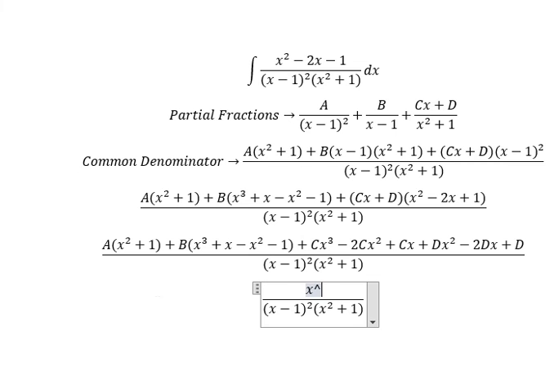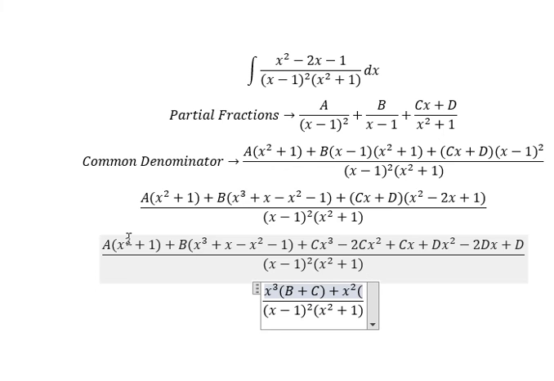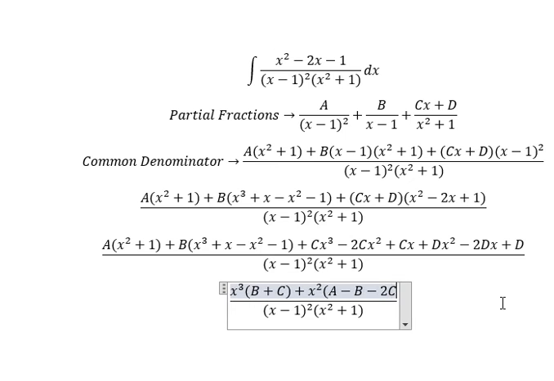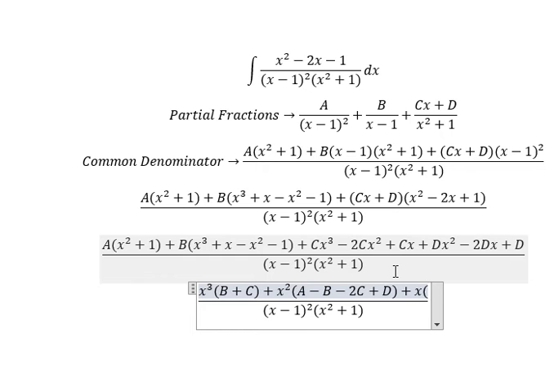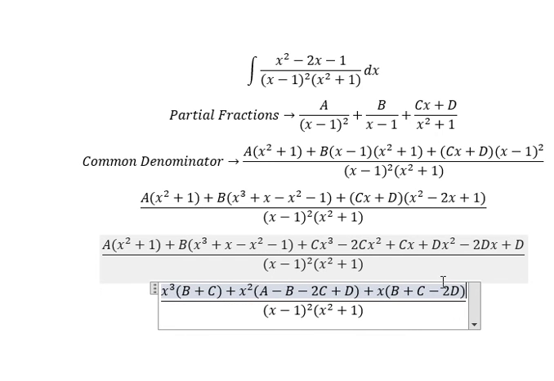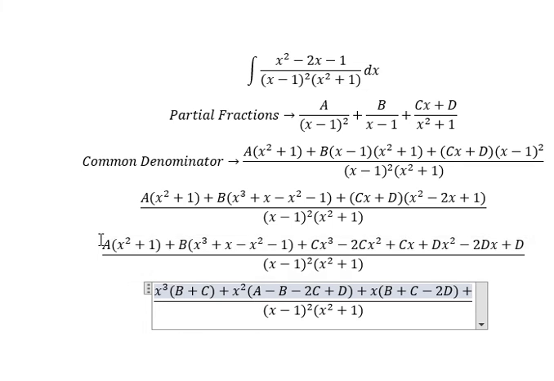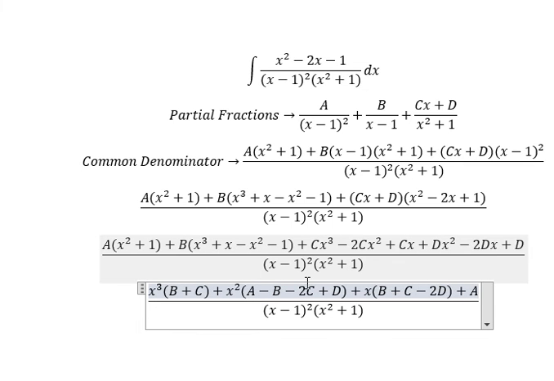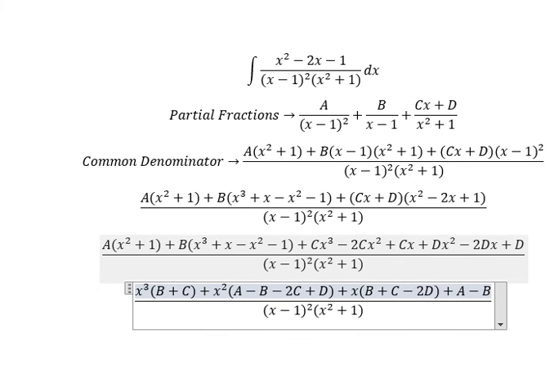About s to the power of 3, we have b and c. About s squared, we have a, negative b, negative 2c, and d. About s, we have b plus c minus 2d. About the number, we have a minus b and d.